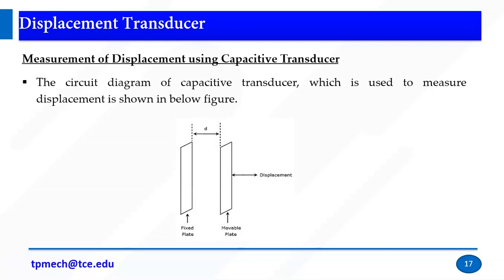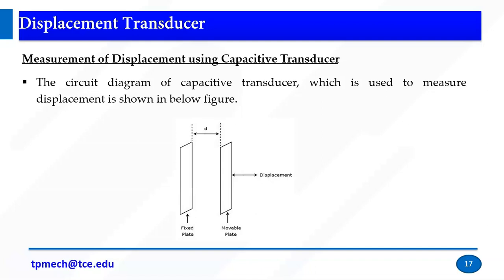The third type is measurement of displacement using a capacitive transducer. The circuit diagram of the capacitive transducer used to measure displacement is shown in the figure below, right? We have two plates called the fixed plate and the movable plate, with a capacitance in between. The piezoelectric transducer itself has a capacitance. The distance between the sensor unit and the charge amplifier unit in a piezoelectric transducer should be minimum, because the distance may cause some energy dissipation.